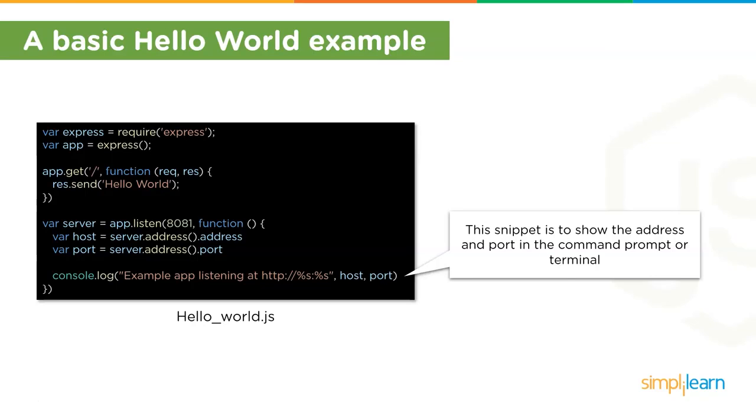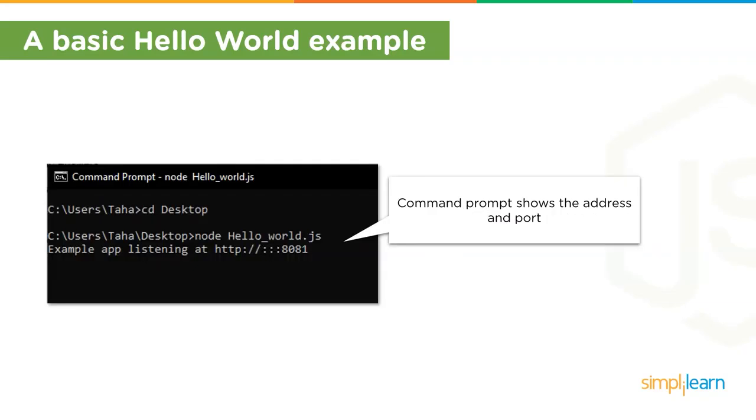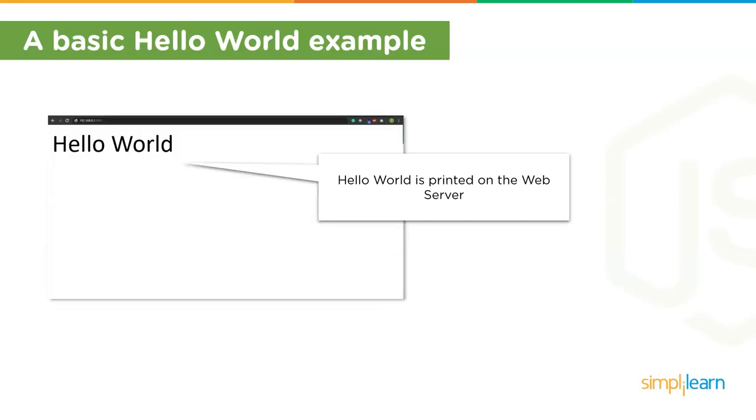Lastly, we have the console.log, which is used to show the address and port in the command prompt. So this is what the command prompt would look like. And finally, the output is displayed on the web browser.